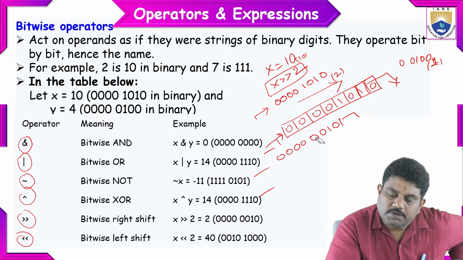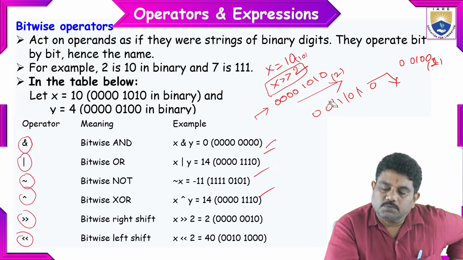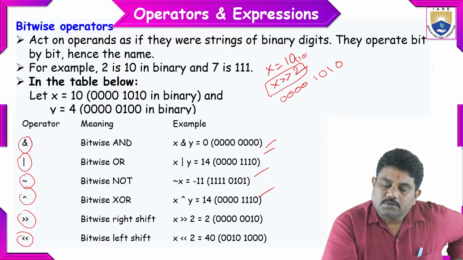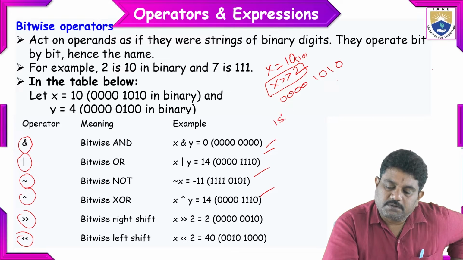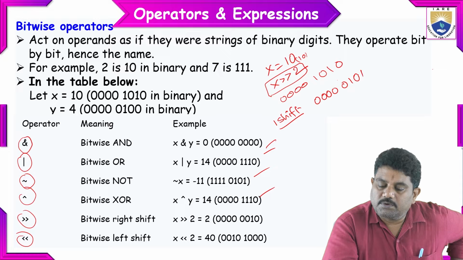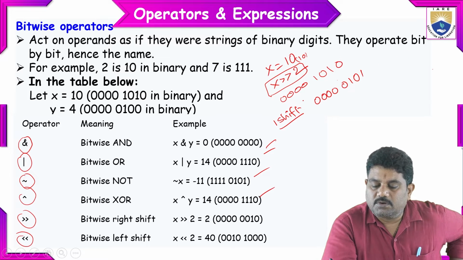Otherwise, it means it becomes 2. Okay. 1, 0, 1, 0. You have to shift 2 times to the right side. During the first shift, it becomes 0, 0, 0, 0, 0, 1, 0, 1. So one bit moves like this and add 0.